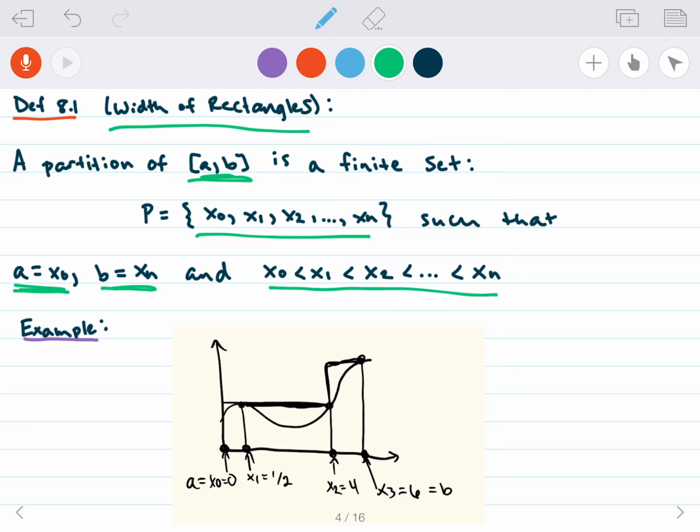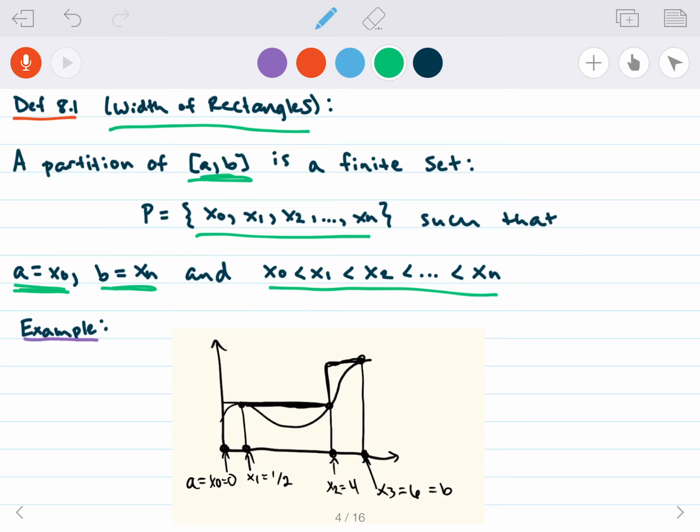Now, if you go on in analysis, you're going to integrate over sets that are not intervals. It gets kind of weird, but we are going to stick to intervals in this class. But just know that there are ways to integrate functions over sets that are not intervals.